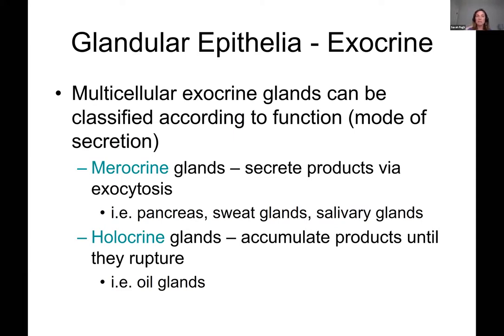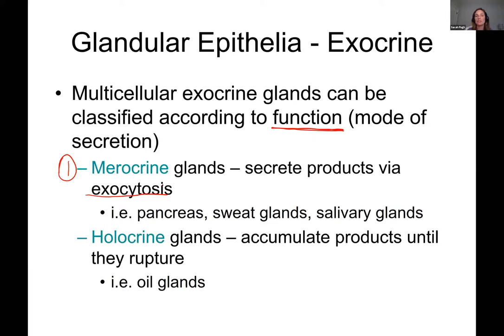Now we also have multicellular glands that can be classified based on their function. Or, if we think about function, what we're talking about here is their mode of secretion, so how they're secreting. So we have two kinds of multicellular glands that you need to be familiar with. One is a merocrine gland. A merocrine gland is going to be a multicellular gland that secretes its products through exocytosis.